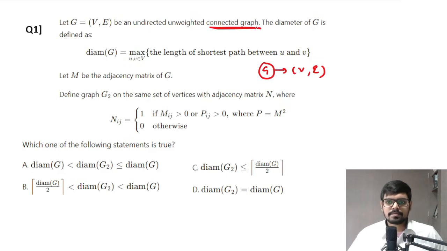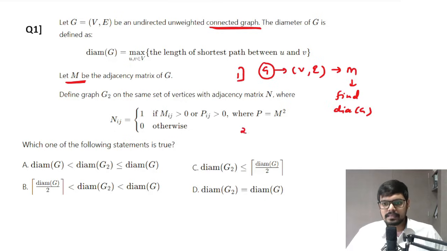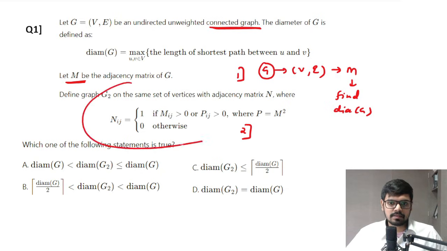And then that's it. They are saying this vertex and edge set are used to make the matrix M, that is the adjacency matrix of the graph G. And from all this given data, you have to find the diameter of G. This is my first thing. Then the second thing is how to find the diameter of G2. For that, all this thesis is given.